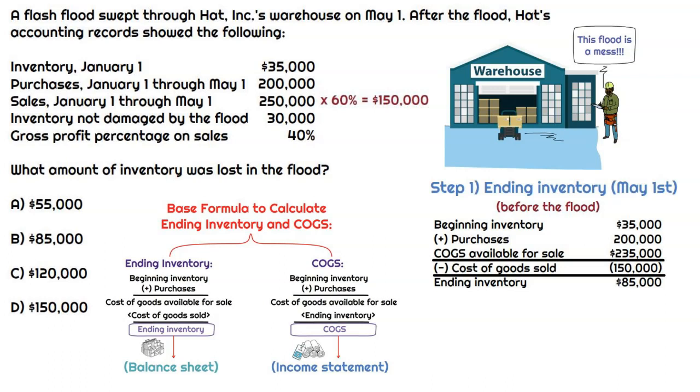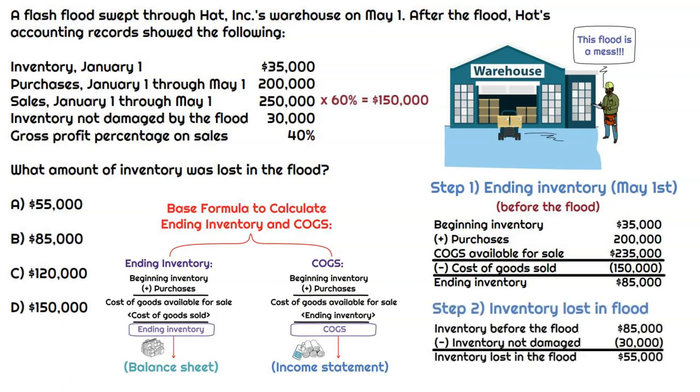Now, unfortunately, that huge flood comes through on May 1st and wipes out a bunch of inventory for Hat, right? Really unfortunate. Well, in step two, we can calculate how much inventory was lost in that flood. We just finished calculating how much ending inventory they had before the flood, which was $85,000, right? And then the question tells us the inventory not damaged by the flood. So basically, after the flood came through, they went out and said, this is good, this is bad. What we have left is $30,000, right? Well, if we subtract $30,000, that tells us the inventory lost in the flood was $55,000. So that's the correct answer for this question.